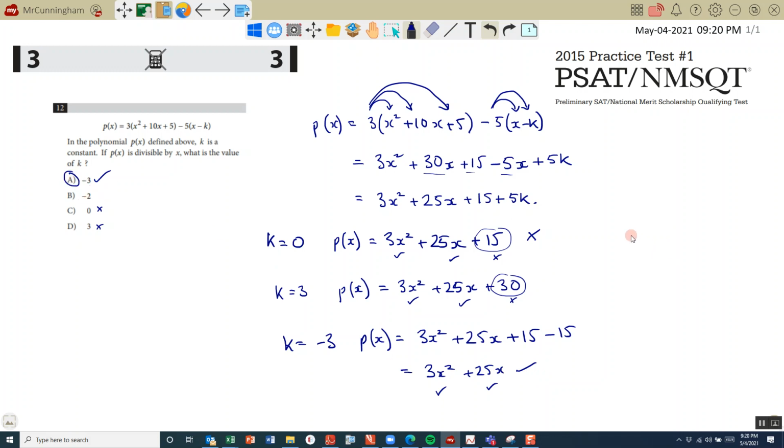And just for the sake of completion, if k was negative 2, the polynomial would be 3x squared plus 25x, 15, and it would be take away 10, because 5 times negative 2 is negative 10, so 15 take away 10 is 5. That's divisible by x, that's divisible by x, this is not divisible by x. Okay, so our answer has to be A. So k is equal to negative 3 because it gets rid of the constant completely and we're just left with x's and x squareds, which are both divisible by x. Hopefully that makes sense, and if you need a bit more clarification, just let me know.